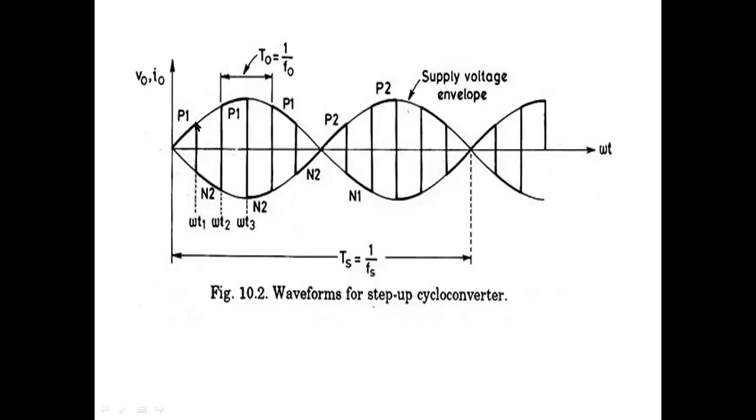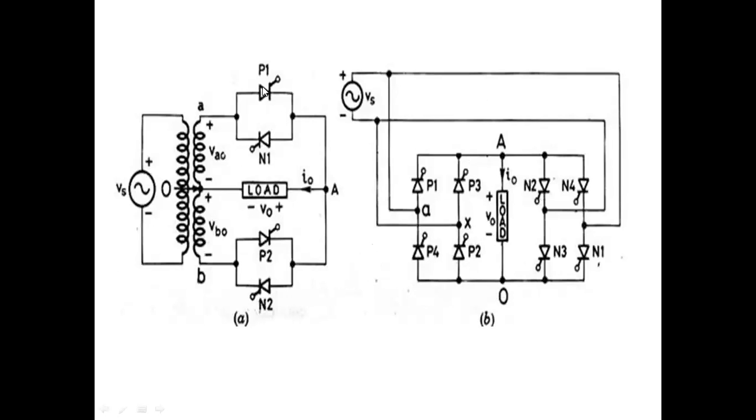Current is flowing, voltage will be like this up to here. At this point, I am forcibly switching off P1 with the help of the commutation circuit, and I will give the firing pulse to N2. See here, positive came when P1 was on, and negative comes when N2 is on. Why? Polarity is changing in the load. See, now I will switch this off. I will give the firing pulse to N2.